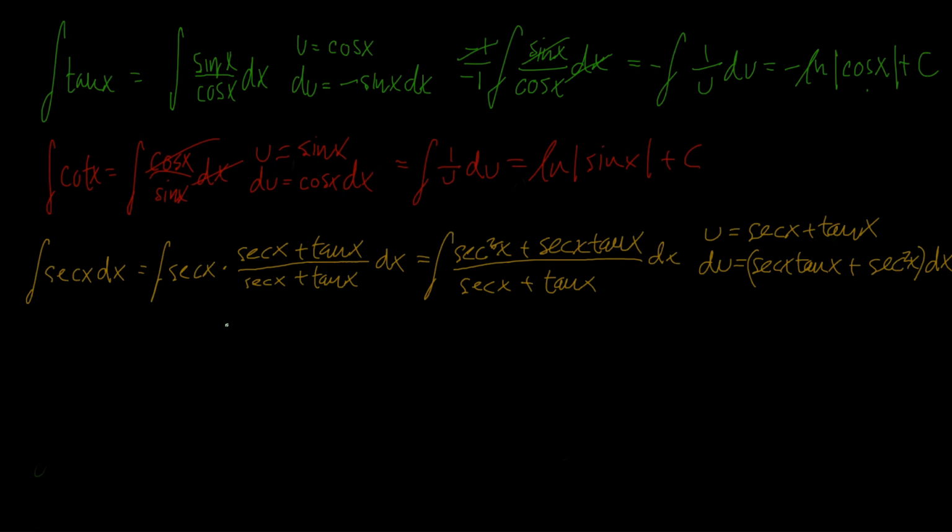Now we're left with a very easy to integrate expression, because in the numerator we have secant squared x plus secant x tan x, which we see right here, and we got our dx. So this whole numerator and that dx gives us a du. So we can write this as 1 over something times du. And our u is just secant x plus tan x, and we have that in our denominator. So we can write this as 1 over u.